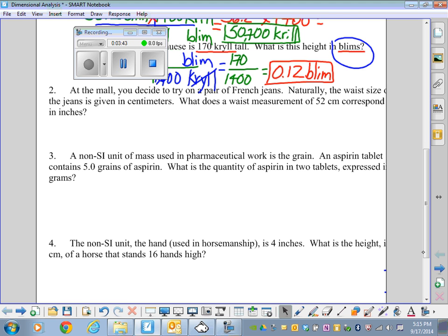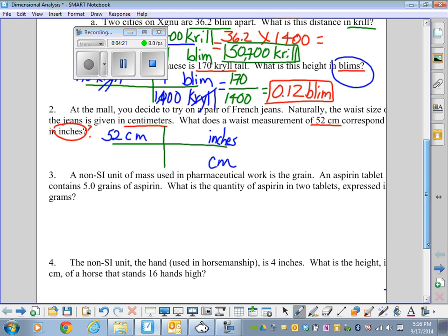We'll use some measurements of units that you're a little more familiar with. At the mall, you decide to try on a pair of French jeans. Naturally, the waist size of the jeans is given in centimeters. What does a waist measurement of 25 centimeters correspond to in inches? So inches is what we're looking for. Start by drawing our track. And in that track, remember the top left, always we put our given amount, which is 52 centimeters. We bring centimeters down, and we're solving for inches, so that goes on the top.